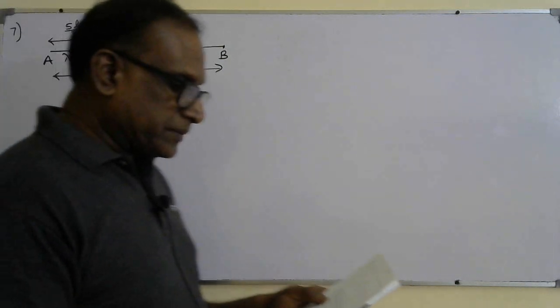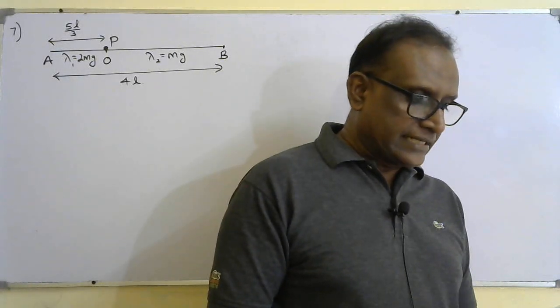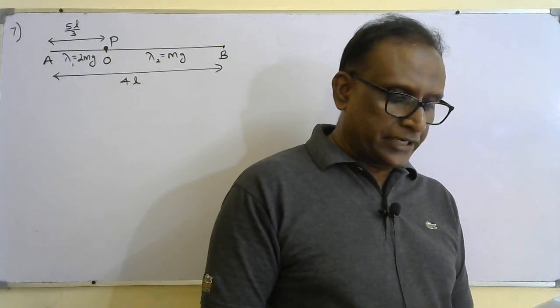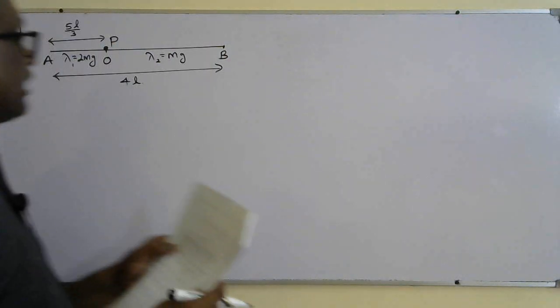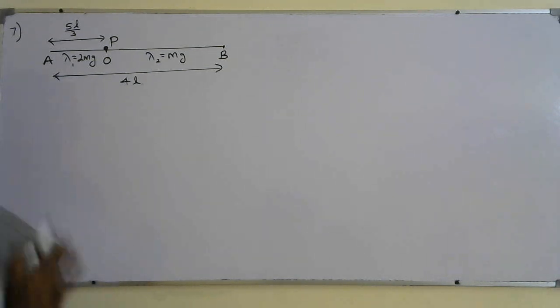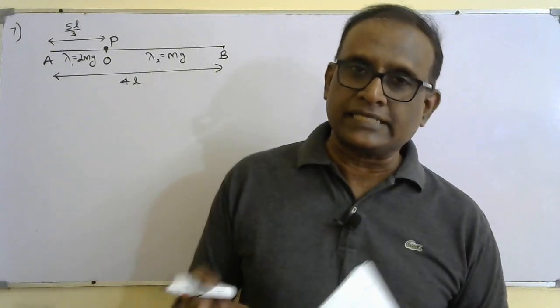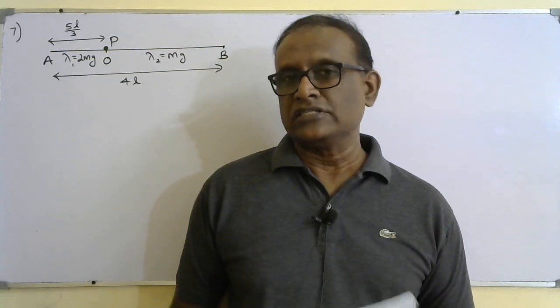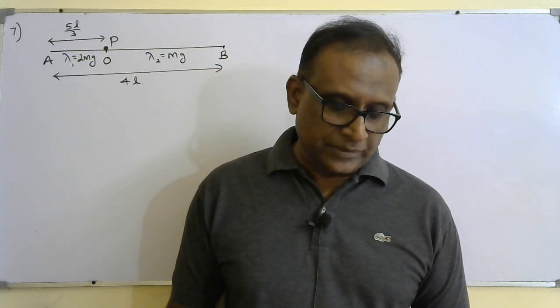The other end of the spring is attached to B. The particle P rests in equilibrium on the table at a point O where AO is 5L by 3. AO is 5L by 3 when it is at the equilibrium position. Equilibrium position means the position at which the resultant force equals 0.